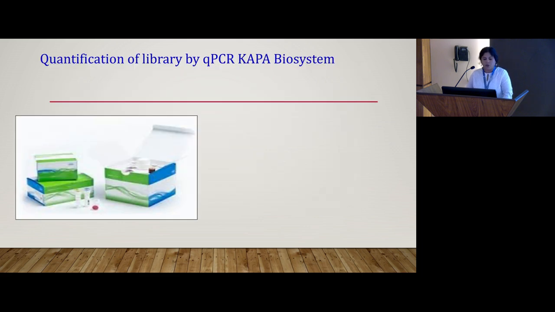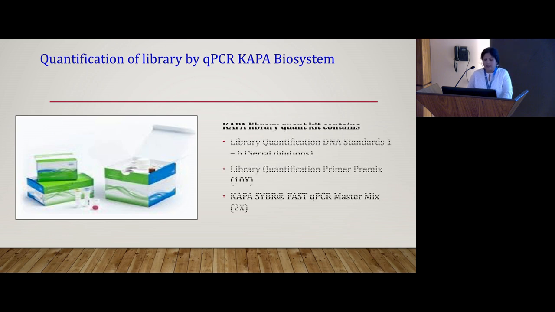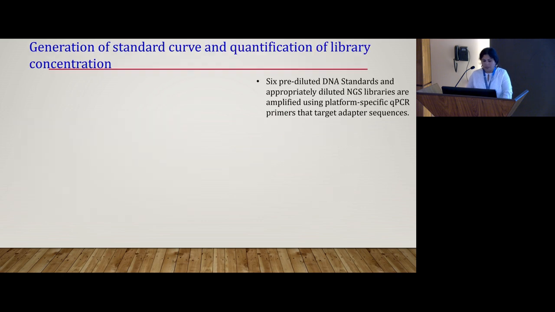The next method is quantification of the library by qPCR using a Kapa Biosystems kit. The Kapa library quantification kit contains library quantification standards. It contains 6 standards which are serially diluted. With that, it contains a primer premix reagent and a qPCR master mix reagent.